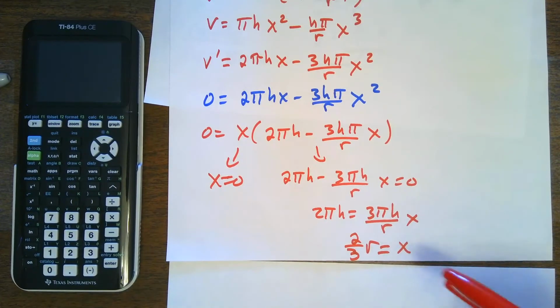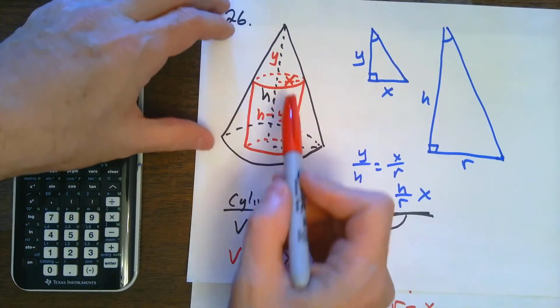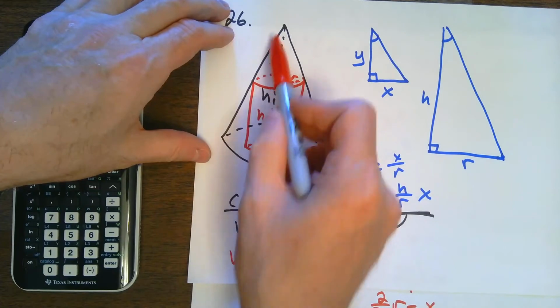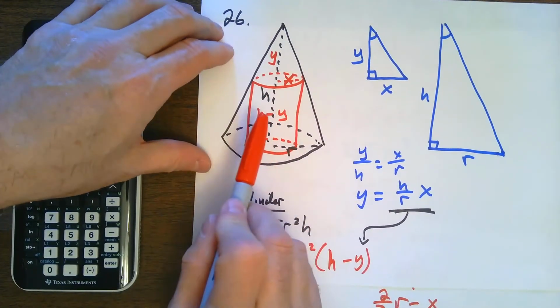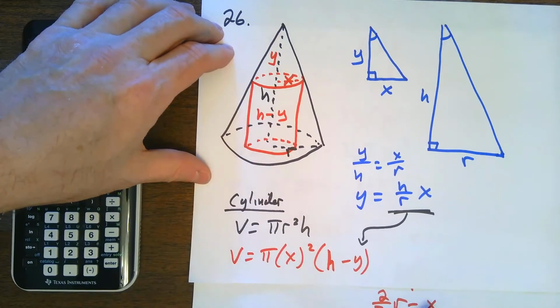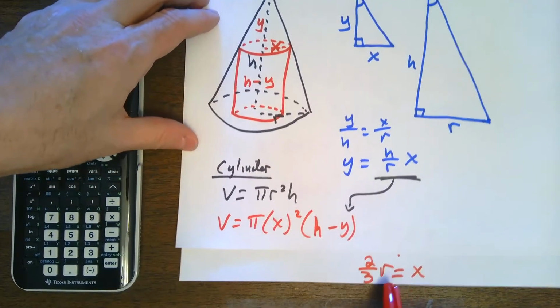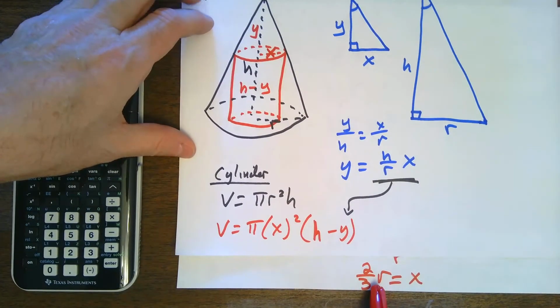Okay, so what does that mean? Go back to the original diagram for a moment and look at this. That means that if I have a cylinder inscribed in a cone, the cylinder will have the largest possible volume if the radius of the cylinder, which is x, is 2/3 of the radius of the cone.